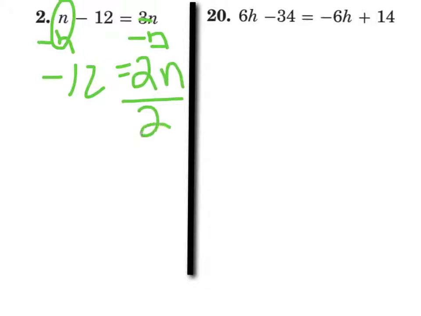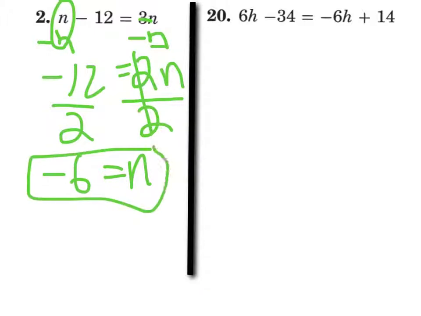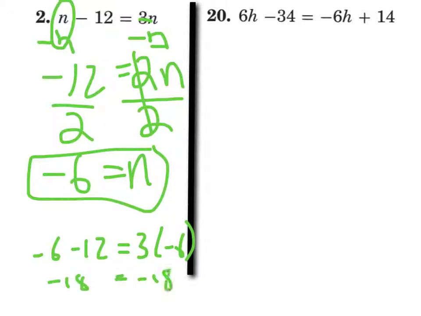Then divide both sides by 2. That turns into a 1. 1 times n is n, equals negative 6. Alright, now I should plug it back in up top. So I've got negative 6 minus 12 equals 3 times negative 6. I'll double check this. So this is negative 18, and this is negative 18, so I have checked my work. Alright, let's move on to the next problem.